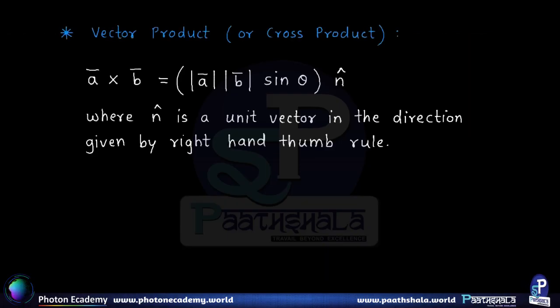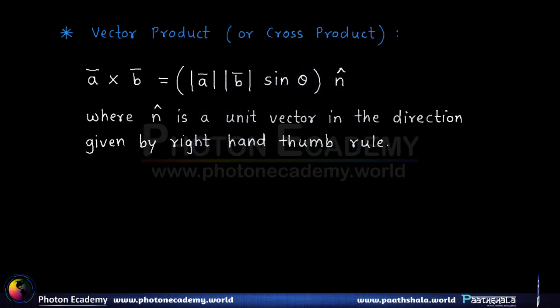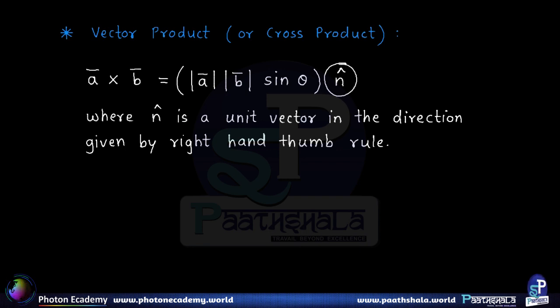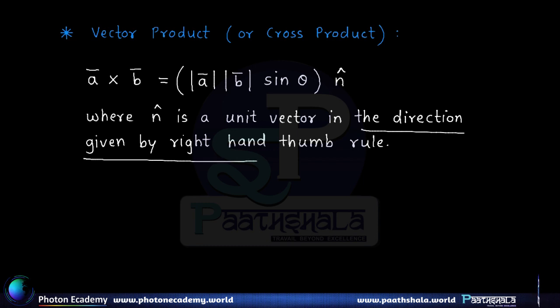Now let us study the vector product, also called the cross product of two vectors. Suppose two vectors are a bar and b bar, then their vector product, denoted here by a cross b, is defined as modulus of a, that is the magnitude of the first vector, into the magnitude of the second vector, into the sine of the angle between the two vectors, times a unit vector called n cap. The unit vector n cap is such that it is in the direction given by the right hand thumb rule.